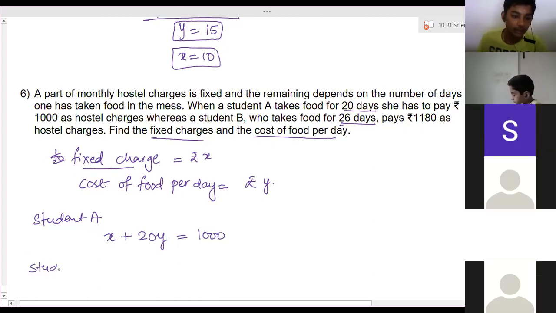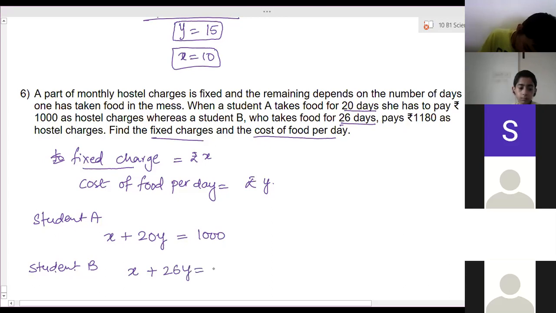Yes, ma'am. And student B has to give X rupees monthly charge, whatever the number of days he is staying. It is not a per day cost, it is a whole month cost. And the second student is staying for 26 days, so the food cost is 26Y. And the total amount the student has to pay is 1180.